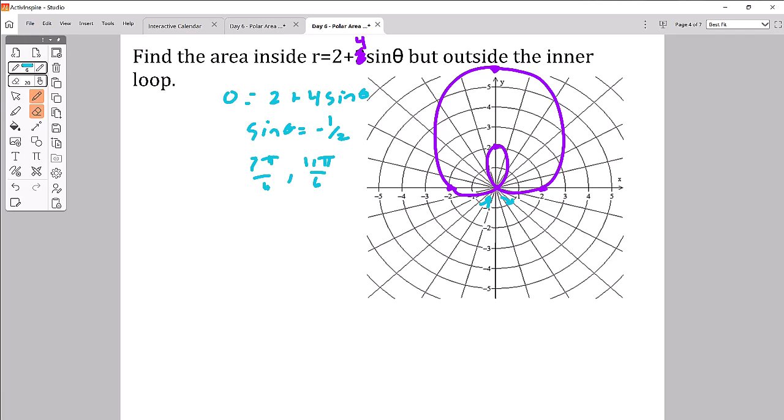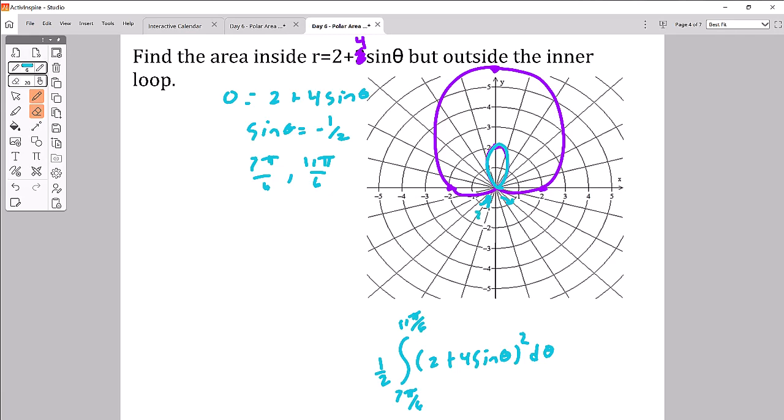But 7 pi/6 and 11 pi/6 are the start and end of the inner loop. We need the outer loop, but we will use that. This is the inner loop: 1/2 integral from 7 pi/6 to 11 pi/6 of 2 plus 4 sine theta, squared, d theta. That's going to be useful, but we're going to need to subtract that out as we go around the outside.